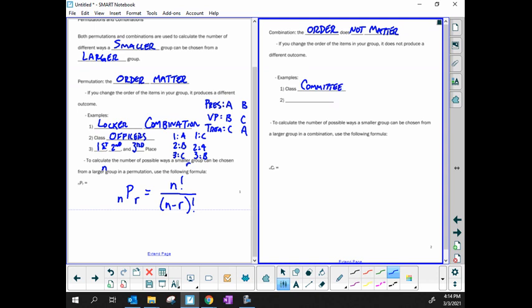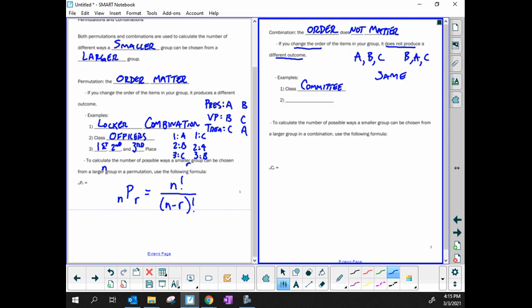Okay? So if I have a class committee and it has student A, student B, and student C on the committee, is that different than a committee with student B, student A, and student C? Well, it's the same three students, a different order. Does that matter in a committee? No, these are the same. Okay? So changing the order does not produce a different outcome. That is an example of a combination. Okay?